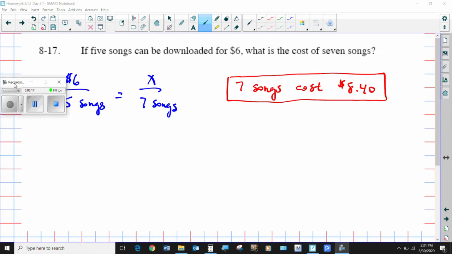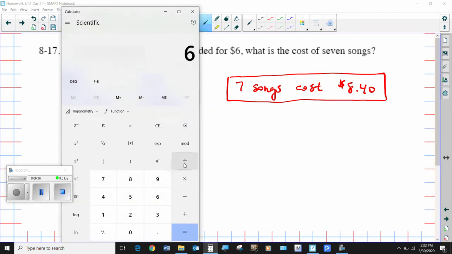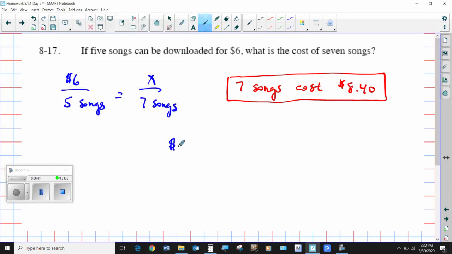All right. If 5 songs can be downloaded for $6, what's the cost of 7 songs? Well, this is proportional reasoning because if you don't download any songs, you're not going to spend any money. And each song should cost the same amount. So you could set this up as a price per song. What is 6 divided by 5? 6 divided by 5 is 1.2. Yeah, so that means it's $1.20 per song.